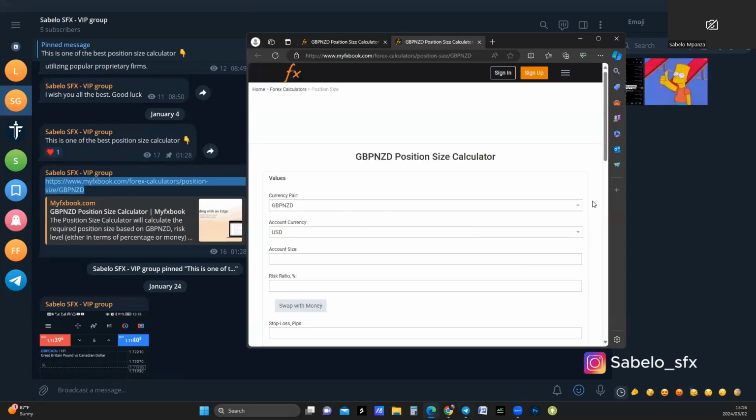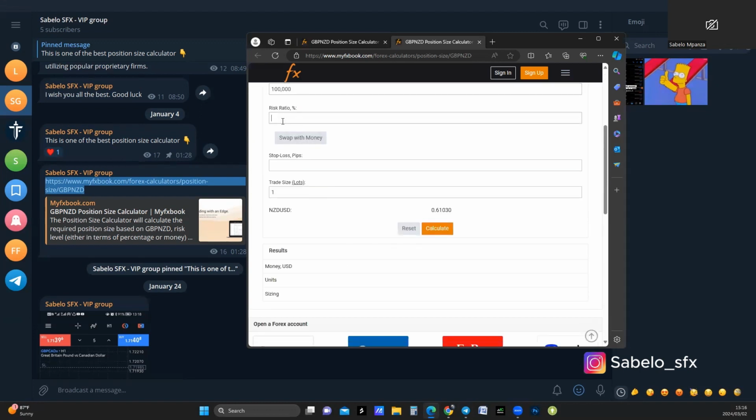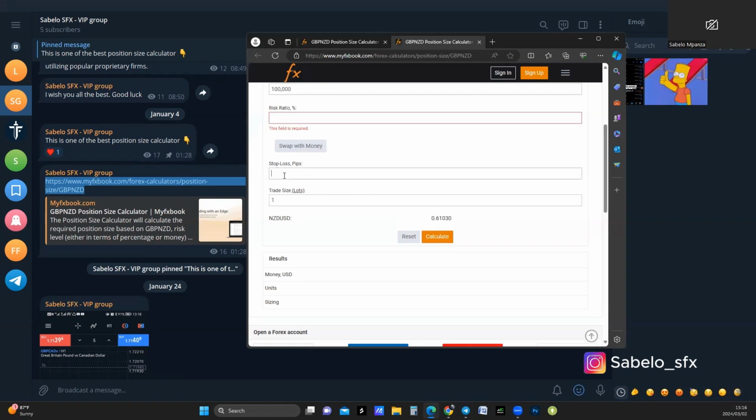In my FX book here, you just put the currency pair that you are trading. Obviously, here is USD. Here you put the size of your account. If you're trading 10,000 US dollars, put 10,000. If you're trading 100,000, put 100,000. Here you just put the percentage that you want to risk with. Here you put the pips that you are risking with. If you are risking 30 pips, put 30 pips. If you are risking 25 pips, put 25 pips.